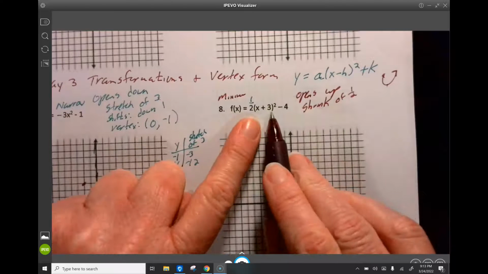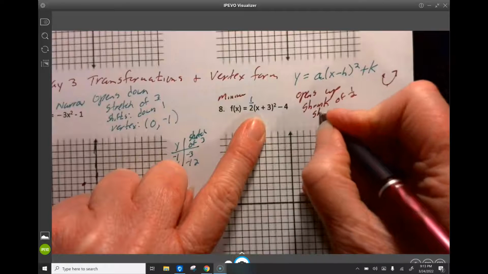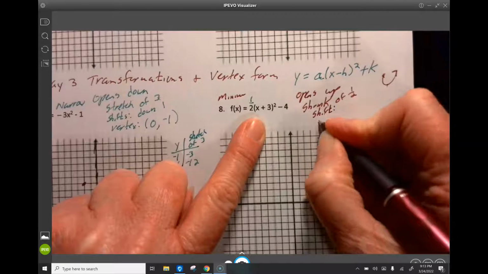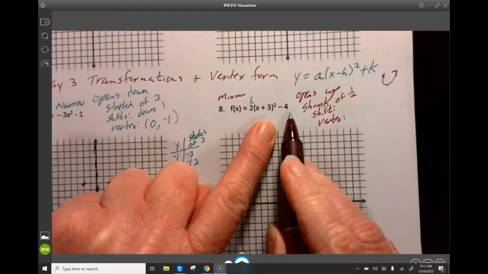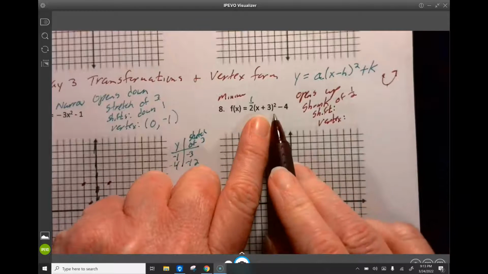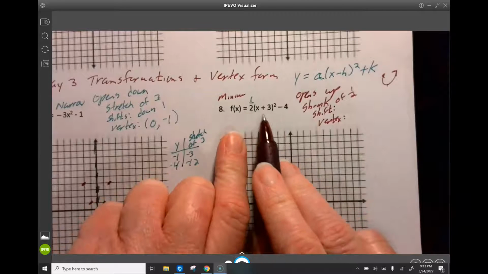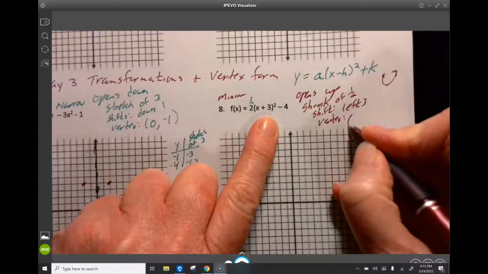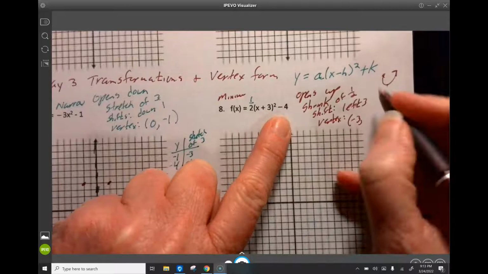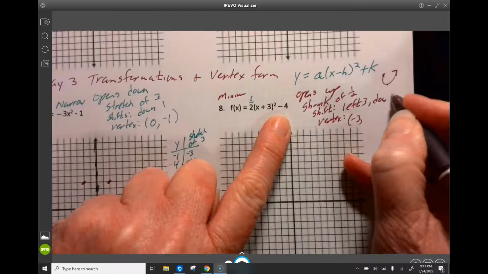It also tells us that it is going to have a shift, and we're going to write the vertex at the same time because those are related. We can just look at it and see what our vertex is, and on the next ones I'll have you start there. But the shifts, it's a negative, it's going to go to the left 3. So that means I have a negative 3. It's going to go down 4. So that's a negative 4.